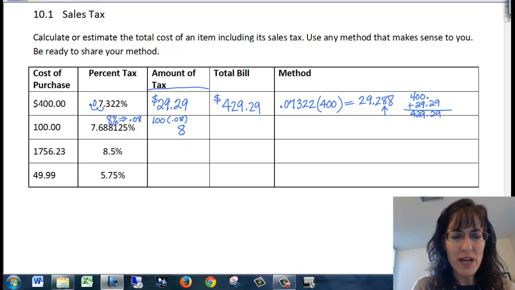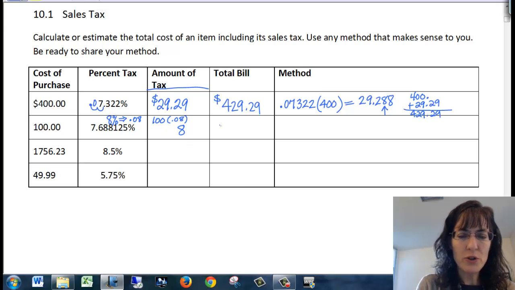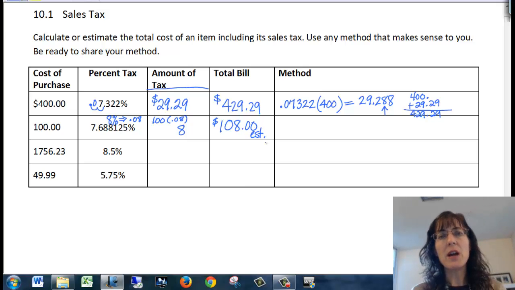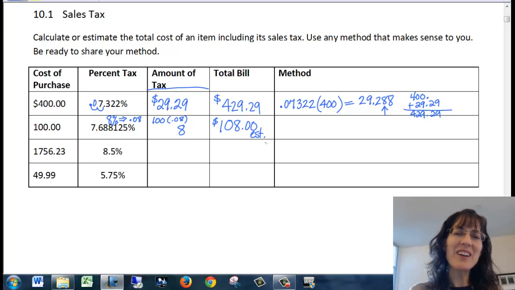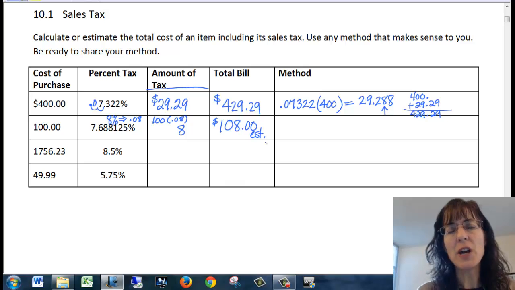So now I know my tax is $8, my cost of purchase is 100, so $108 is my estimated total bill. Now, if I'm in the store as a customer and I'm trying to buy something and I'm looking in my pocket to see if I have enough cash, an estimate is good enough. I know if I have $108 in my pocket, I have enough for the purchase I want.